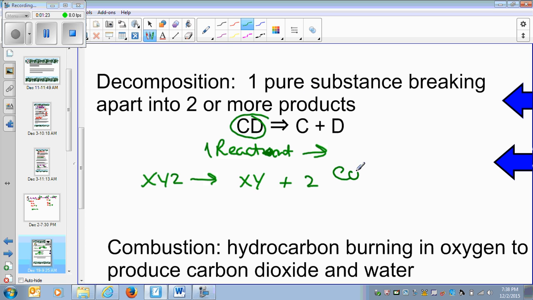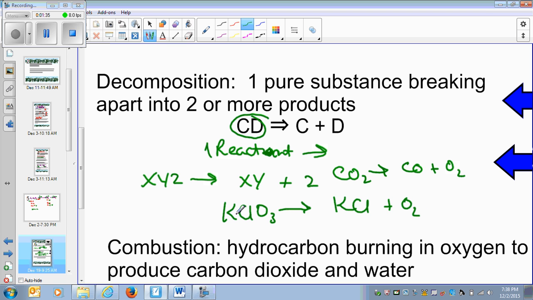So I can have carbon dioxide, which breaks down into carbon monoxide and oxygen. Or I can have potassium chlorate, which decomposes into KCl plus oxygen. So basically, you have only one reactant before the yield sign, and that one reactant splits apart.